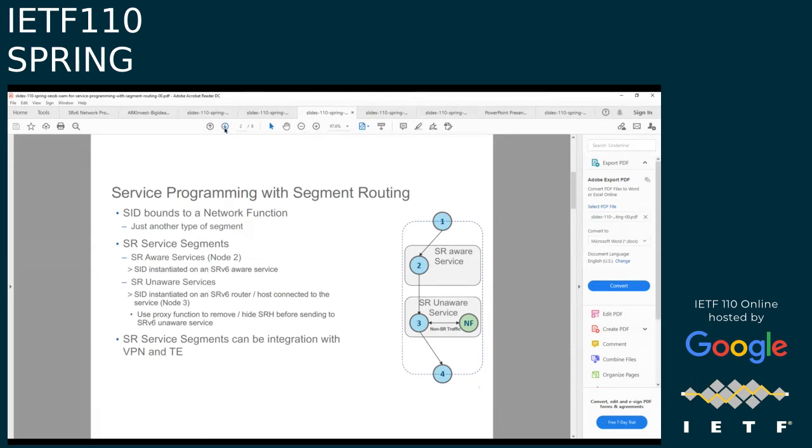Another important point to see is that the SR service segments are fully integrated with VPN services or TE services. So when we talk about O&M, it needs to incorporate all of the functionality that SR service programming offers. In the next set of slides, we're going to go over that. Next slide, please.